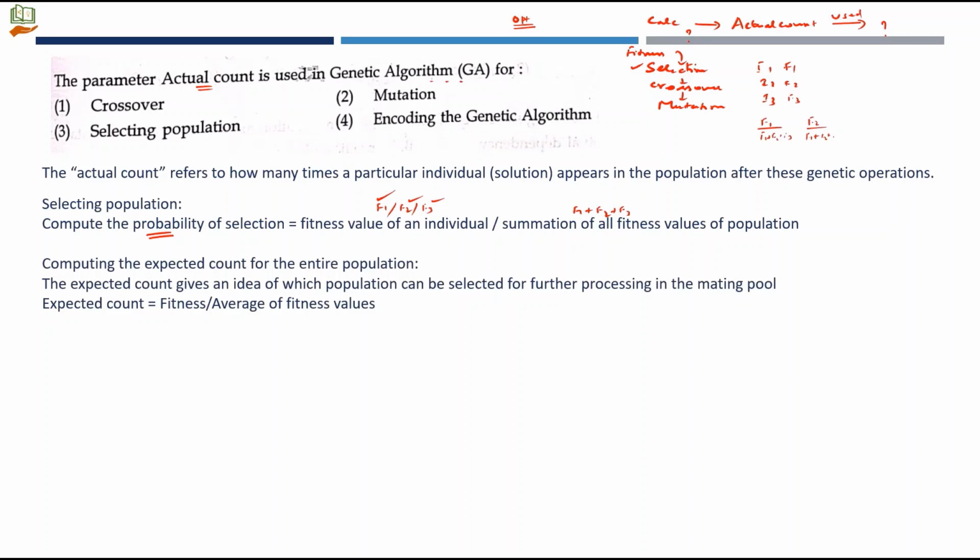Now we have to compute the expected count for the entire population. You have to find the average of fitness value. Here you have found the summation of fitness value.